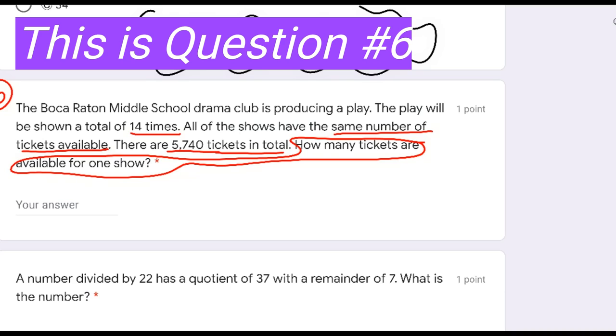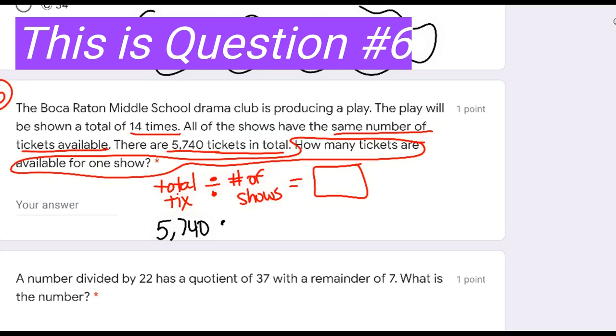How many tickets are available for one show? Okay, this one's simple. We're simply going to take the total amount of tickets that we have and divide it by the total number of times the show can go for. So we're going to do total tickets. You know my favorite way to say tickets is ticks. Total tickets divided by number of shows. And that will give us our answer that we're looking for. So let's go ahead and plug these numbers in. So that was our 5,740 divided by 14. Let's get started. Over to the side, I'm making my house.